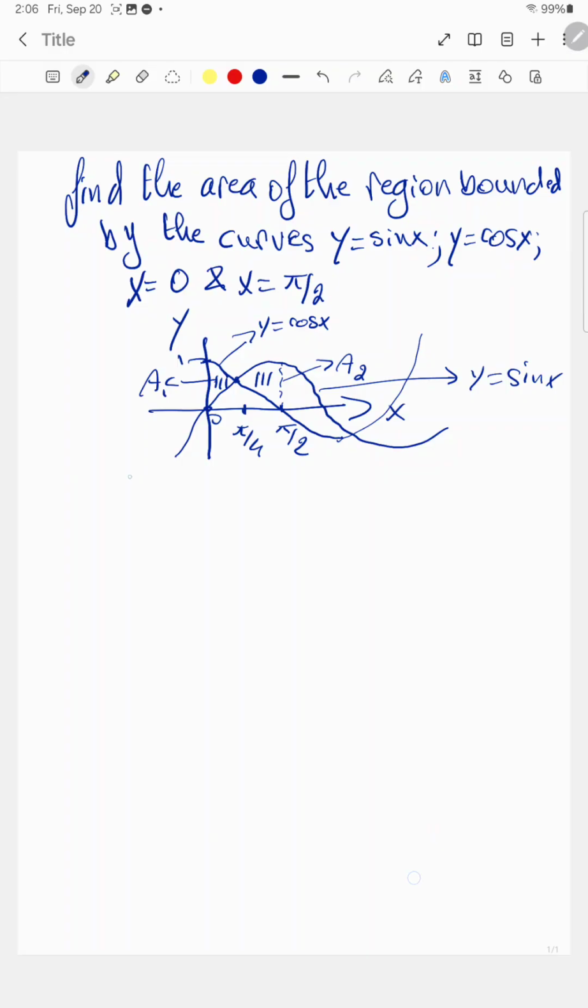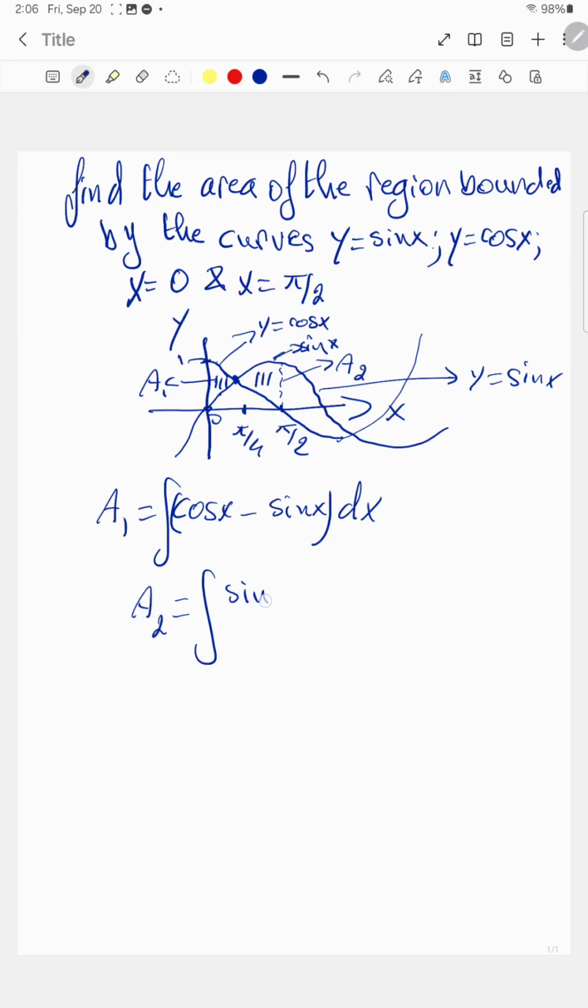So if I want to study area 1, because I have the cosine on top and the sine on the bottom, it will be the integral of cosine x minus sine x dx, and we're going to find this point. And for area 2, I have the sine on top of the cosine, so it is the integral of sine x minus cosine x dx.